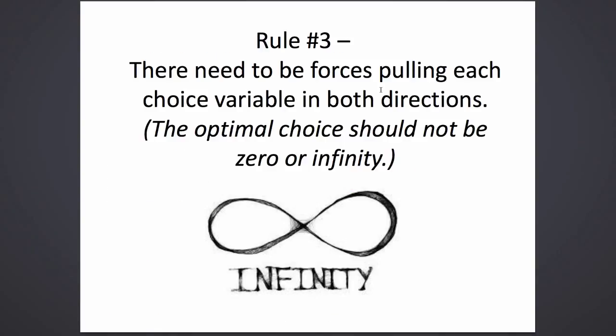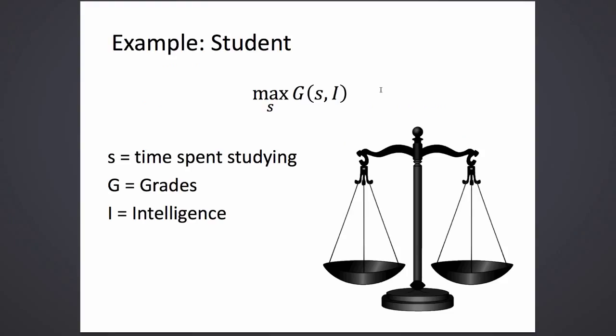All right, rule number 3. There needs to be a force pulling each choice variable in both directions. Another way of putting this rule is that the optimal choice should not be 0 or infinity. If it is, the decision isn't interesting enough to model. So looking at this, we might start to put together a model that says, let's maximize our grades by choosing the time we spend studying.